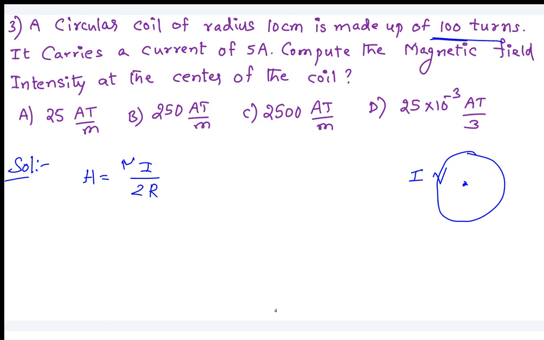Right now, this coil is surrounded by N number of windings. So the total current becomes NI. That's it. N into I by 2R. So you can calculate that and share the answers.